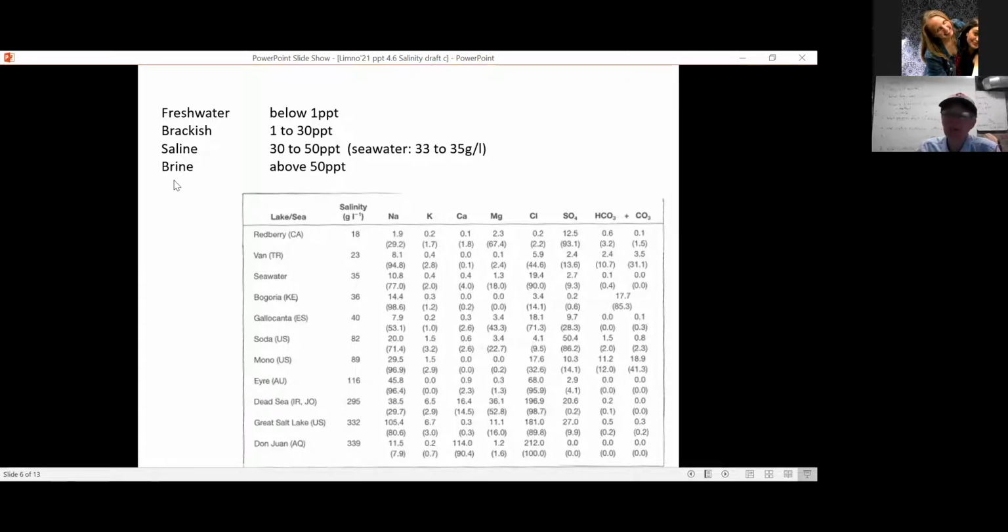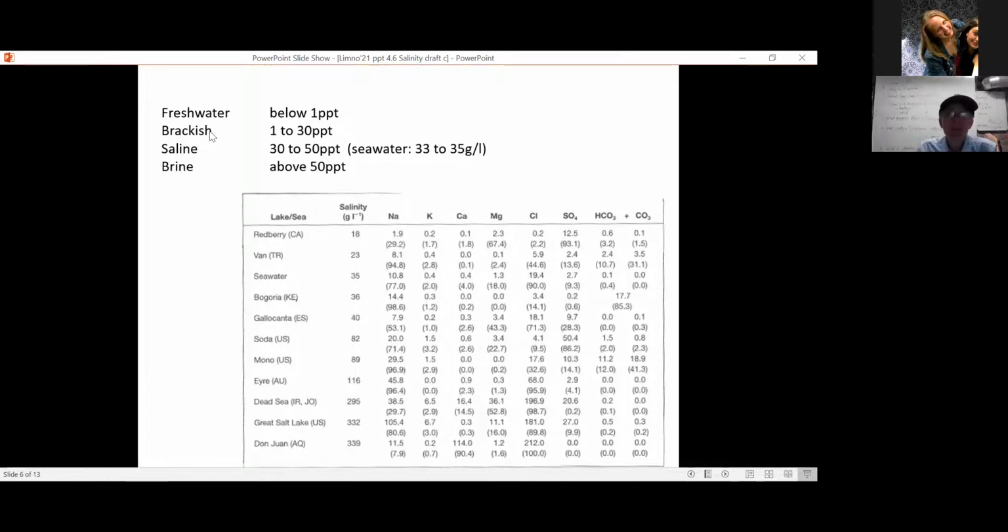At the other extreme is brine. Brine is very salty, and brine has a salinity above 50. And brine, you know, that's the word like pickle brine. Like if you were to pickle vegetables by packing them in salt water, salt pickles, you use brine. So we're not talking about a vinegar brine, we're talking about a salt brine.